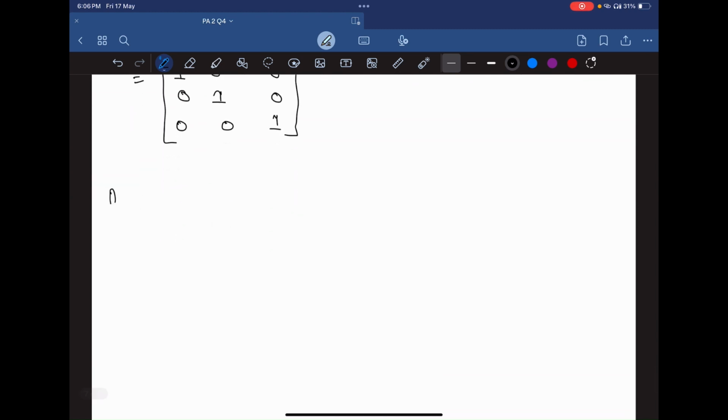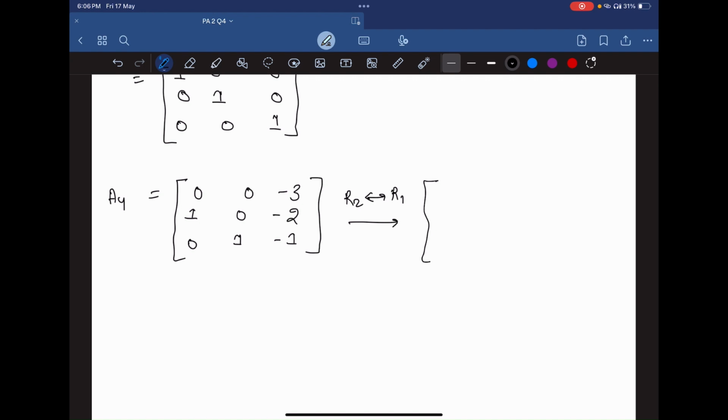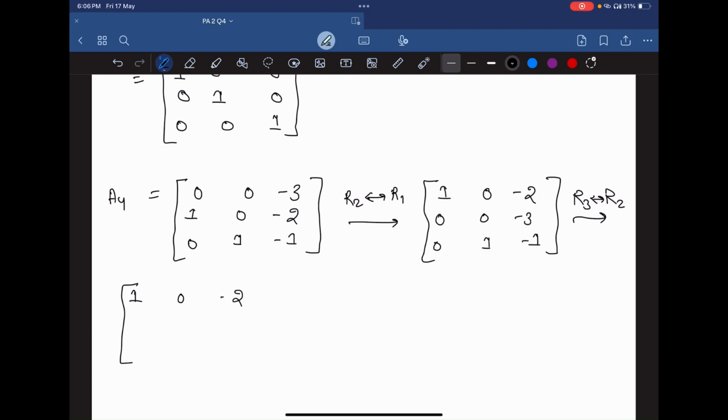Now similarly let's try for A4, 0, 0, negative 3, 1, 0, negative 2, 0, 1, negative 1. If we interchange the second row with the first row, we get 1, 0, negative 2, 0, 0, negative 3, 0, 1, negative 1. Now if we again interchange the third row with the second row, we'll get 1, 0, negative 2, 0, 1, negative 1, and 0, 0, negative 3.